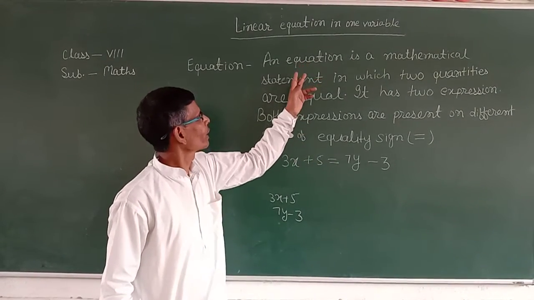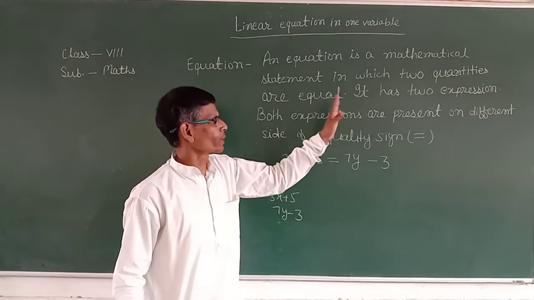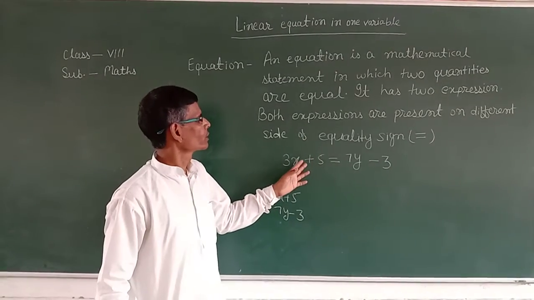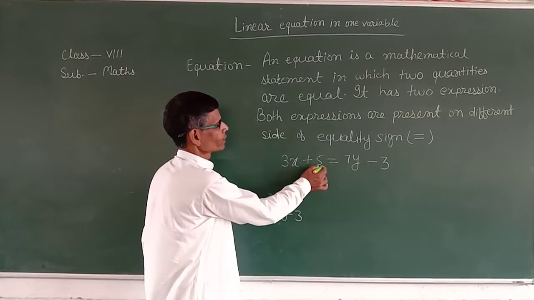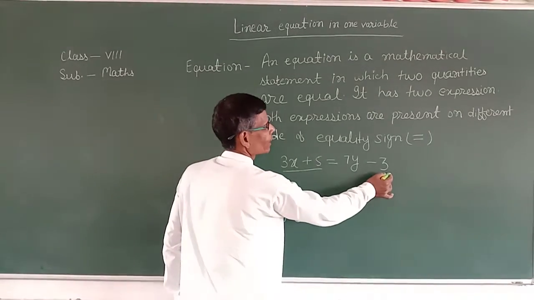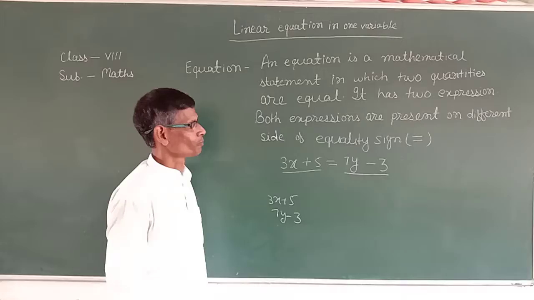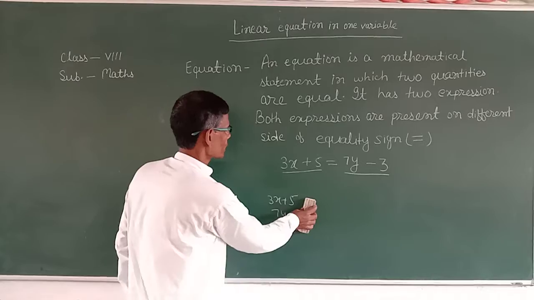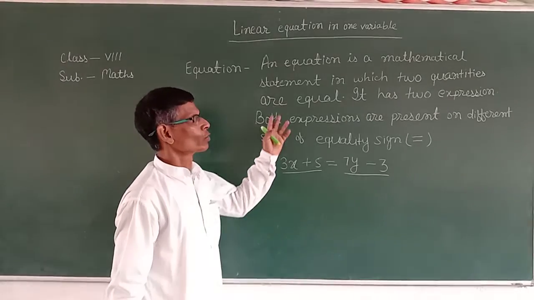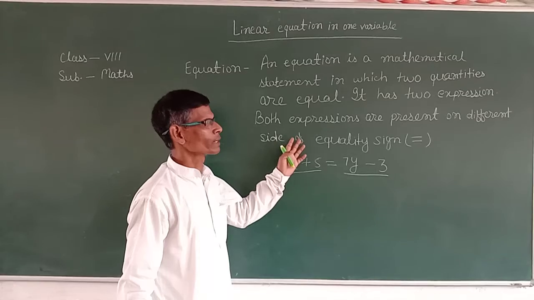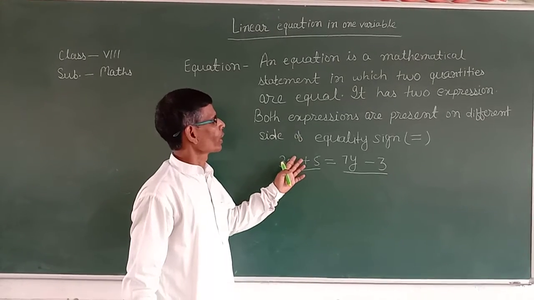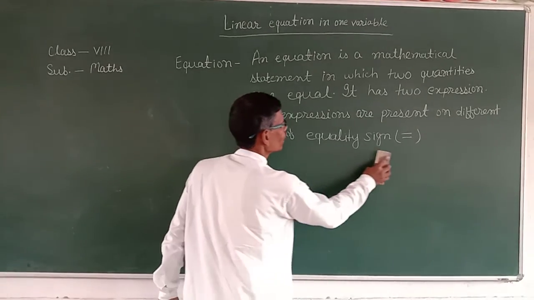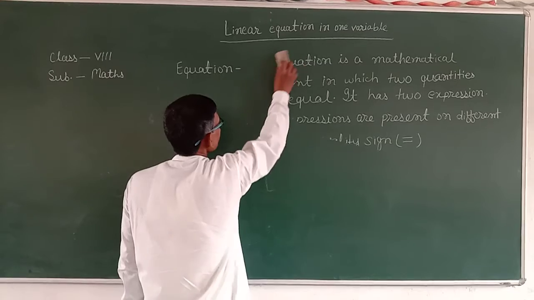Then in an equation there are two expressions present on different sides of the equality sign. In the left hand side this is the expression, and in the right hand side this is the expression. So in an equation there are two expressions and both expressions are present on different sides of the equality sign. Now we learn about linear equation in one variable.